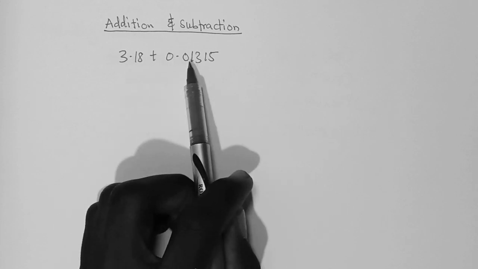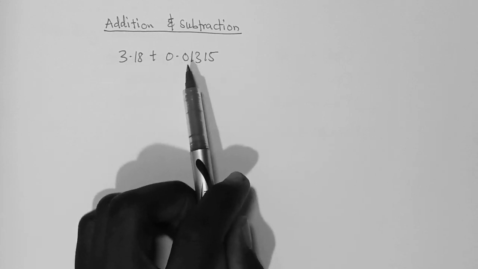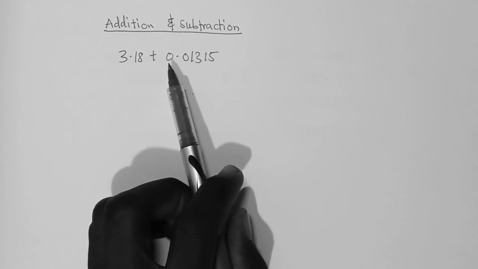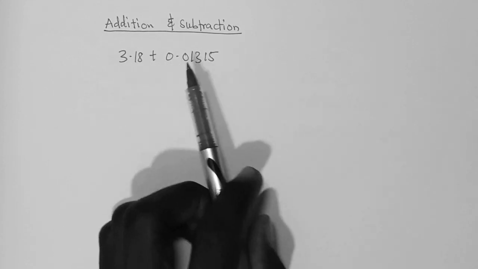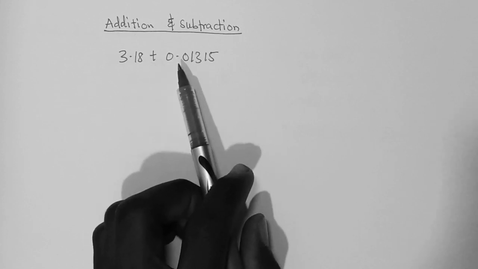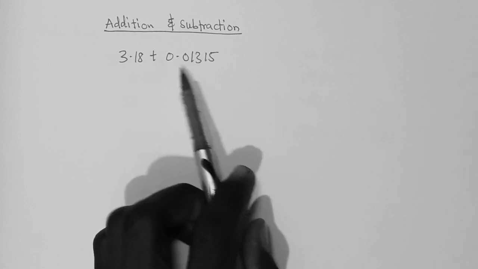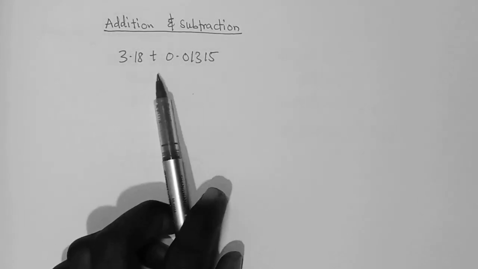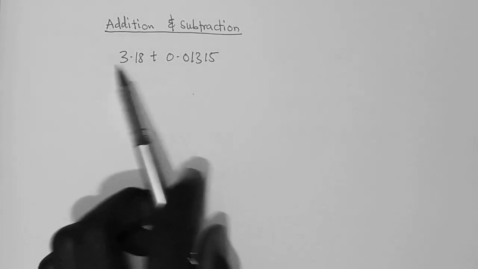Anytime you are adding or subtracting significant figures, the most important thing is that the decimal places of the final number must correspond to the least number among the numbers. What we mean is that since here there are 2 decimal places, and that is the least between these 2 numbers, then the final answer must have 2 decimal places. So you use a calculator to do this.